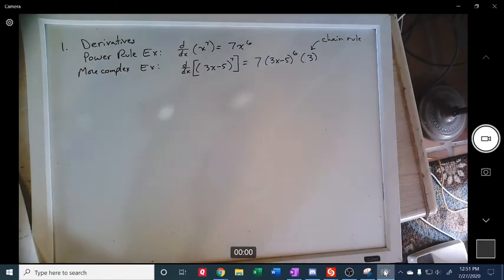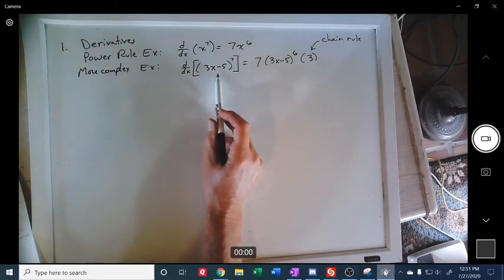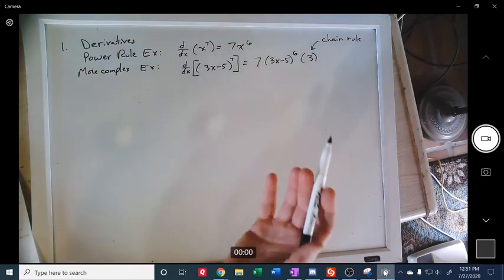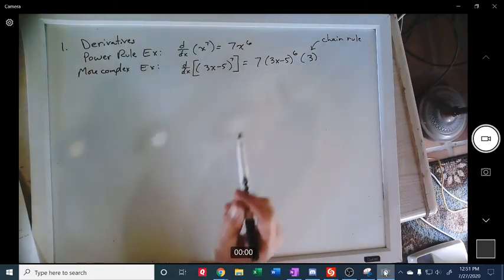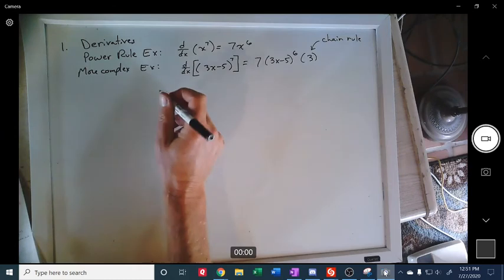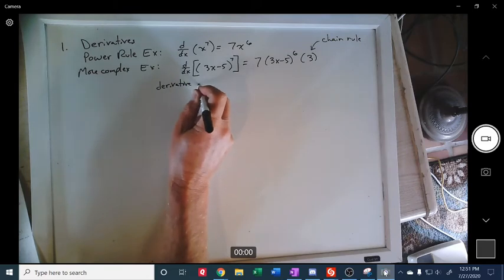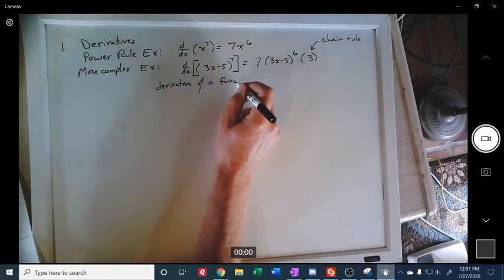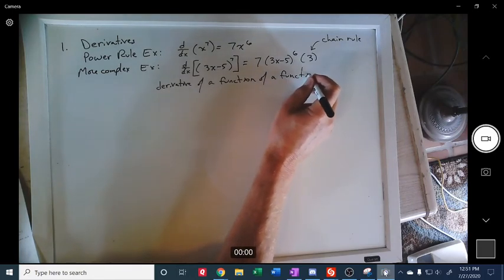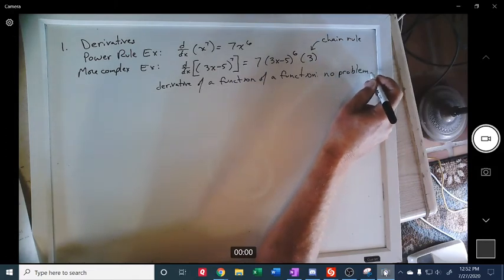Alright. So when x gets replaced by a function of x, it's not a problem for the derivative. We handle it through the chain rule. Okay. Function of function, derivative of a function of a function, no problem. Because the chain rule bails us out.